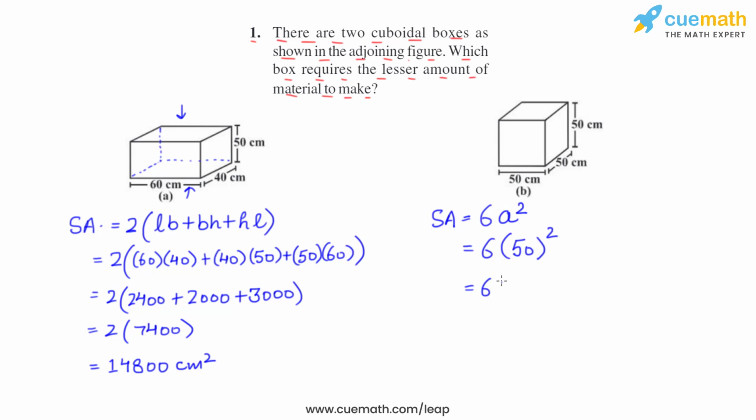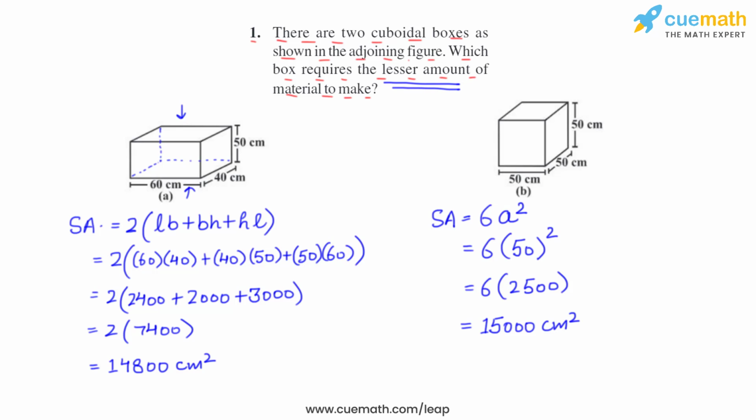So area of one face multiplied by 6 will give us the total surface area of this cube. So 6 into a square means 6 into 50 square. 50 square is 2500. 6 multiplied by 2500 will give us 15,000 square centimeters. So the surface area for A part, that is the cuboid, is 14,800. Surface area for the cube, figure B, is 15,000 square centimeters.